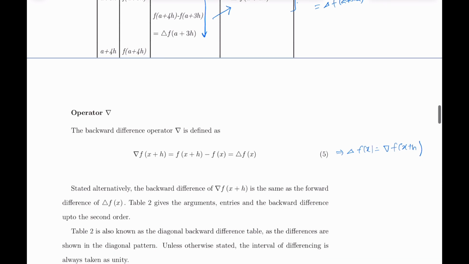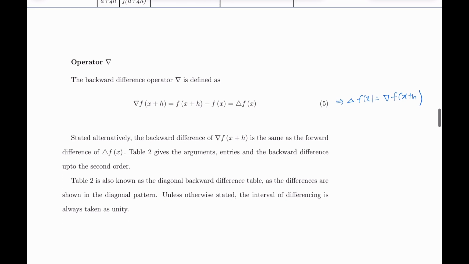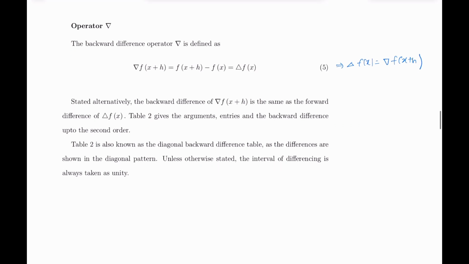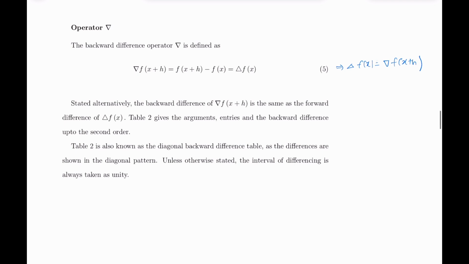Next, we come to another operator. This is the backward difference operator, shown by the inverted triangle, also read as nabla or del. So the backward difference operator nabla is defined as del f(x+h) is f(x+h) minus f(x). And this we have seen earlier that this is simply equal to delta of f(x). So delta f(x) is equal to del of f(x+h).